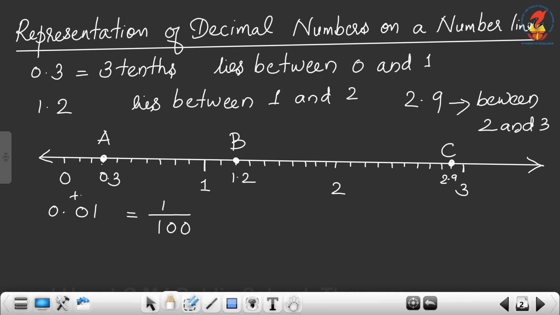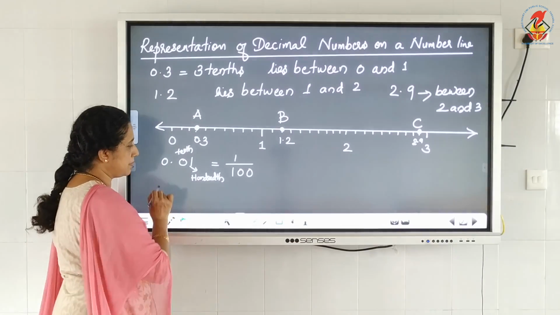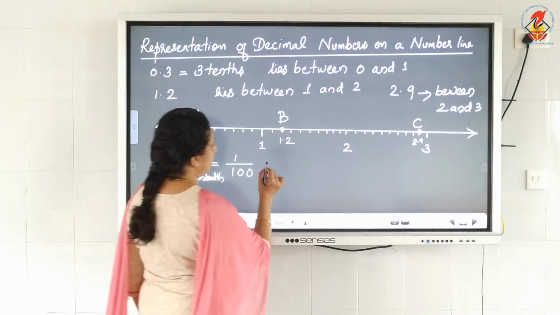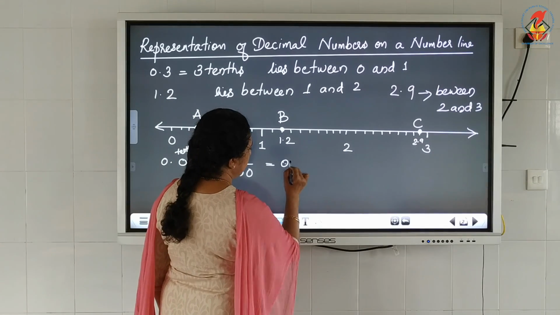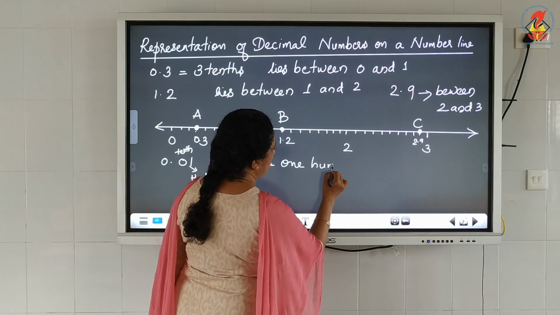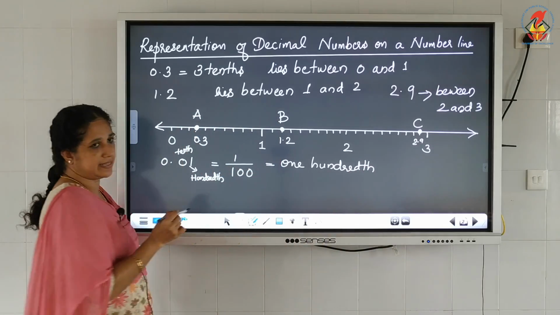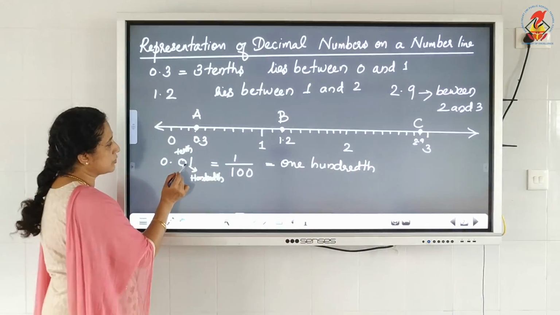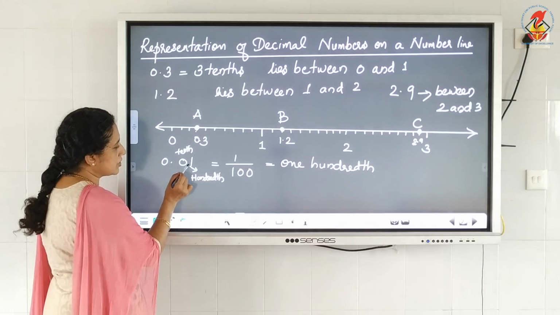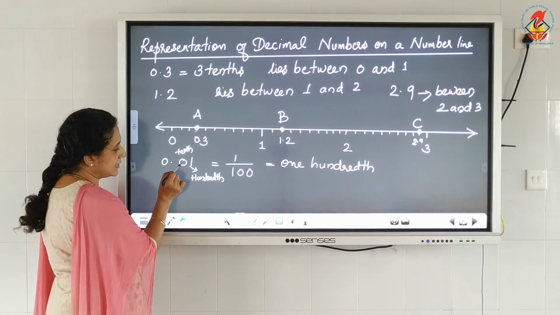After the decimal point, the first place is the 10th place and the second place is the 100th place. So the digit 1 is in the 100th place. So we can say 1/100th. How can we represent this 1/100th on the number line? That means 0.01. Now look at the digit at the 10th place.